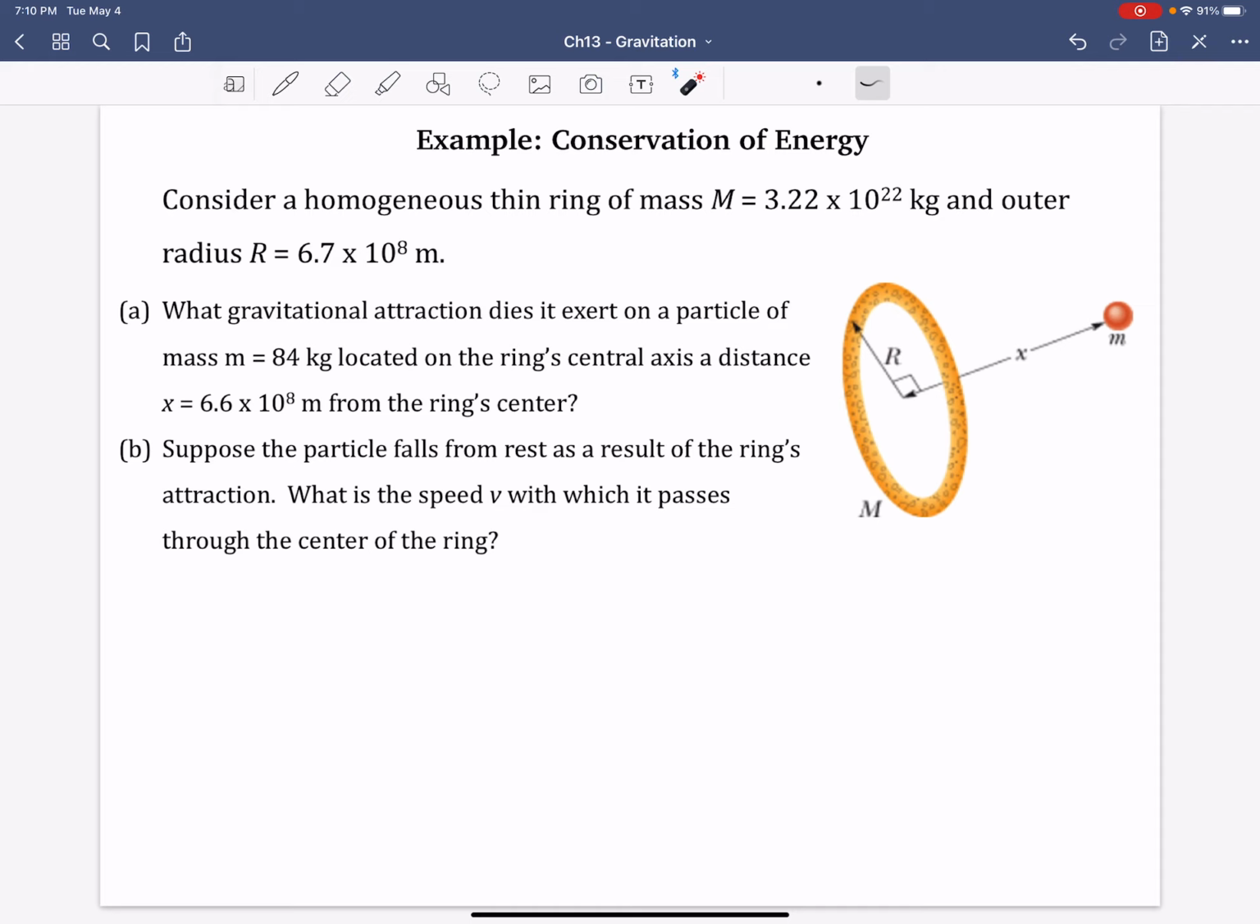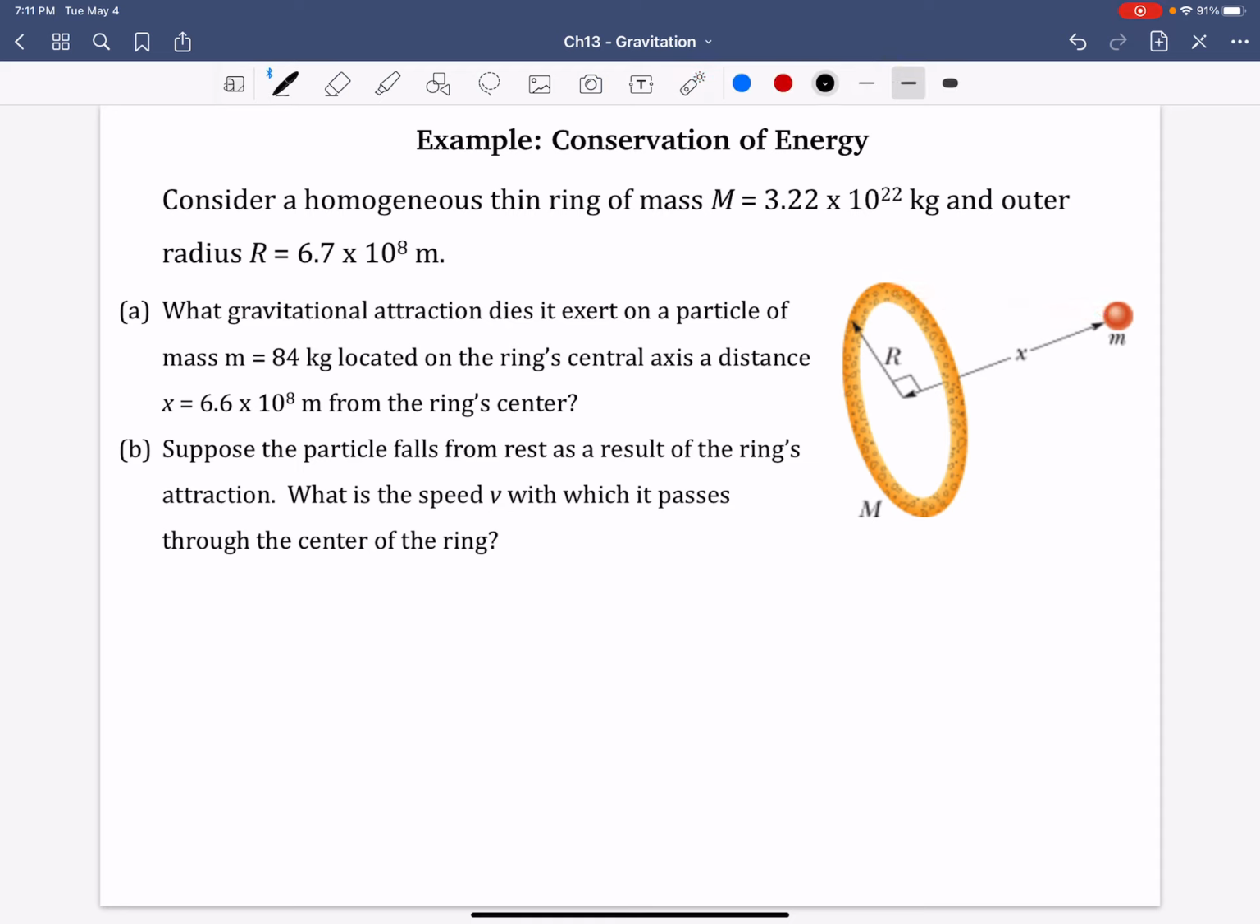So in part A, we want to find the magnitude of the net gravitational force on this mass over there. Part B, we want to find the speed from that gravitational force, the speed that the mass passes the central point. All right, so in part A, this being a gravitational force, there has to be an attractive force between two masses. So that means that the force will be directed through that line right there.